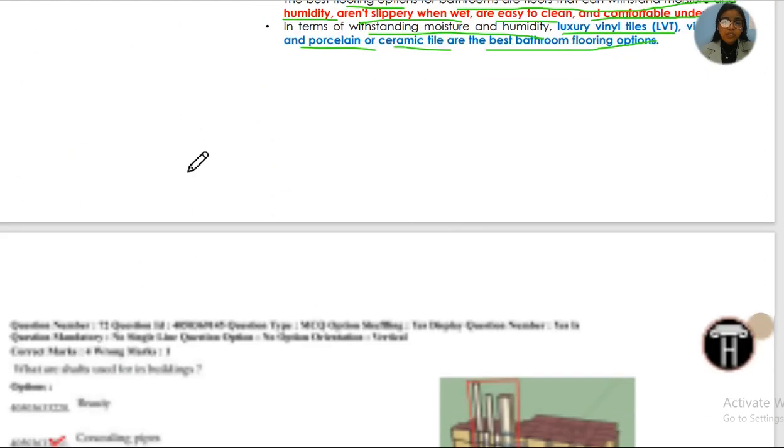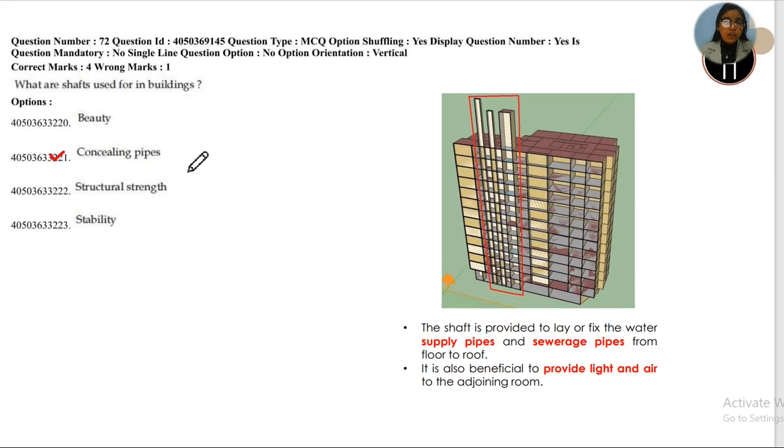So now moving on to the next question. What are shafts used for in a building? The uses of shafts are what? The shafts are provided to lay or fix the water supply pipes and sewerage pipes from floor to roof. As you can see, this is your building and this is the section of your building. And here the red mark is showing these three shafts. These are your three shafts.